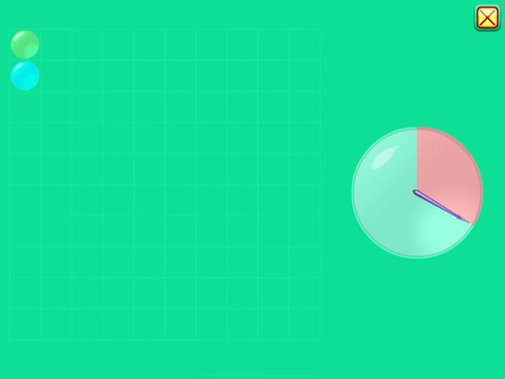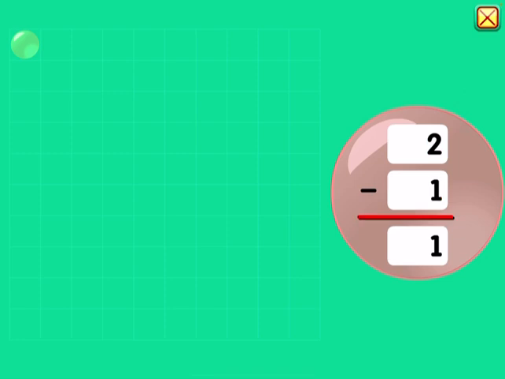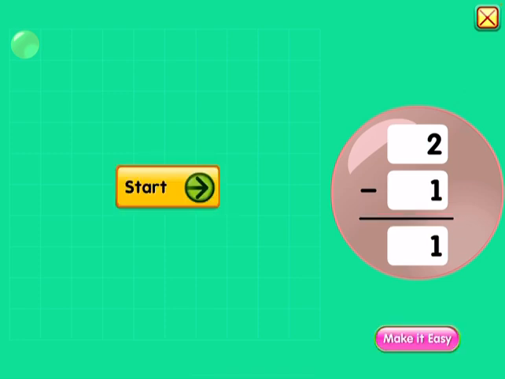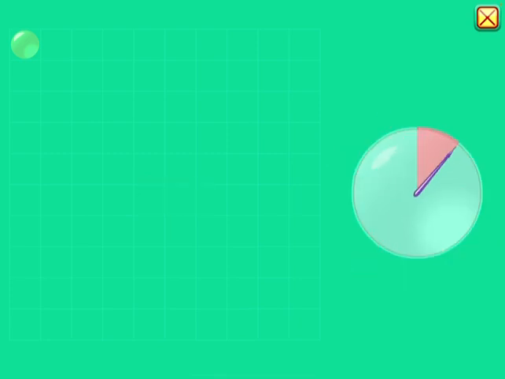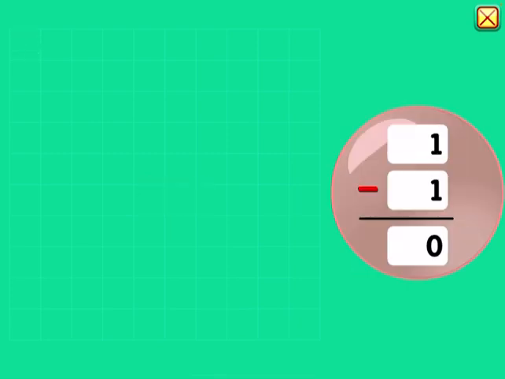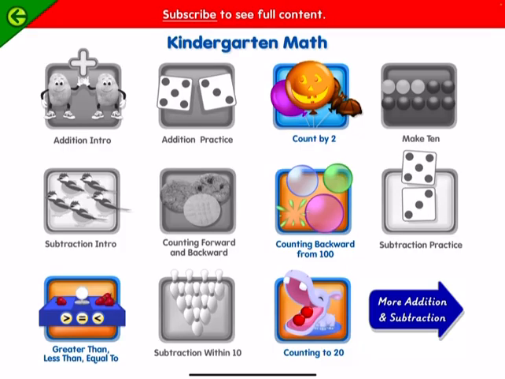Yeah, excellent thinking, Henry. And now, Henry Huggle Monster will attempt his roar limit. 2 minus 1 equals 1. Flying around. Ready, set, go. 1 minus 1 equals 0. Goodbye. Fountains aren't for swimming.